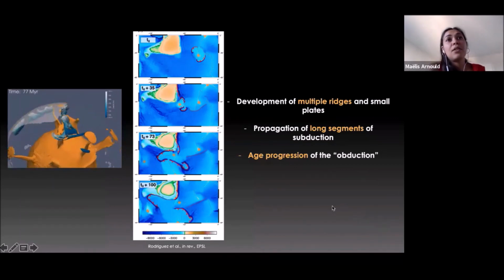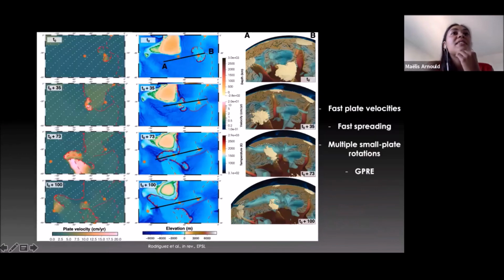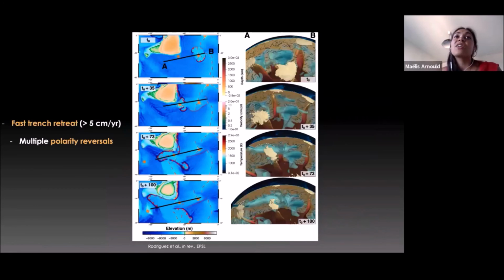And so here we can also see that those subductions are characterized by fast trench retreats, which are partly driven by the lateral asthenospheric flow of plumes, and that they interact with other tectonic and mantle features that result in multiple polarity reversals, as you can see here and as you could see in the movie.